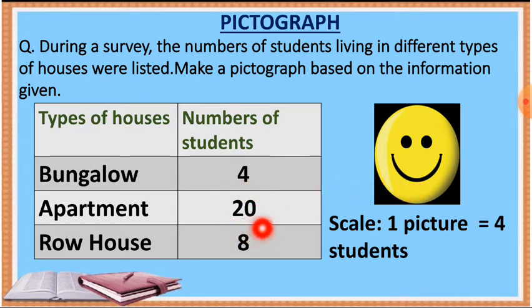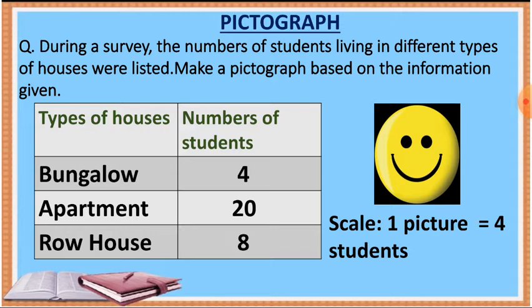For 20, now 20 in 4 comes how many times? 5 times. So now we can make 5 images. Yes. In the 4 table 8 comes how many times? 2 times. So 2 images here we can make. Why? Because one picture is equal to 4 students. Understood, students? To make a pictograph, we have to do the following things. First, we have to select a particular image or icon. Then we have to make the scale so that it will be easy for us to make the pictograph.